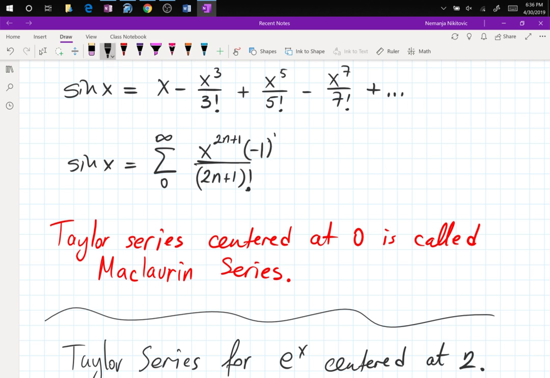Minus 1 to the n. I just added minus 1 to the n to catch the alternating term. Of course.